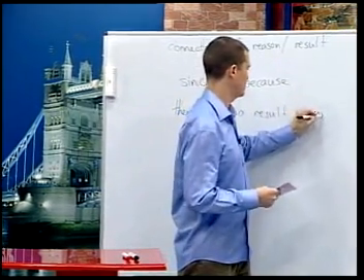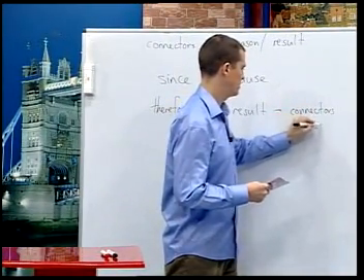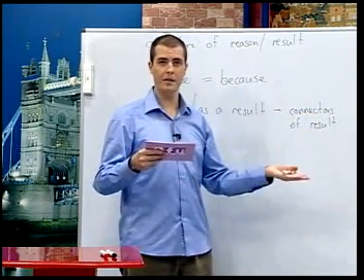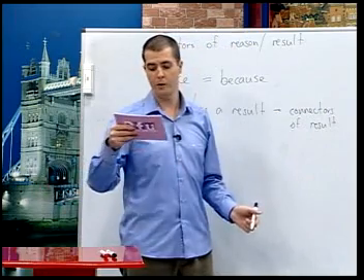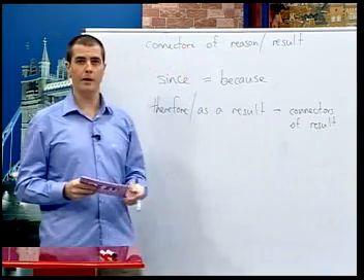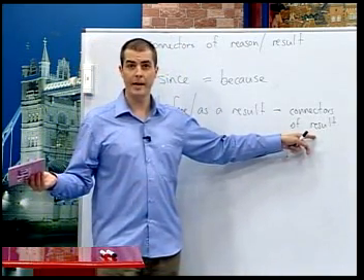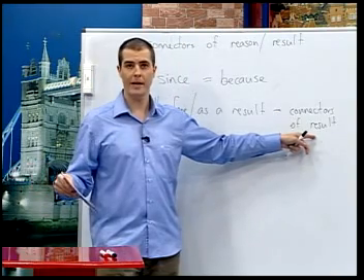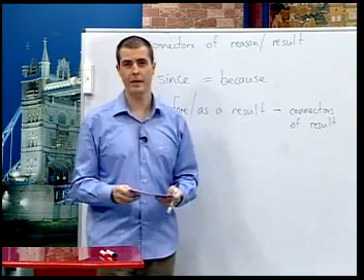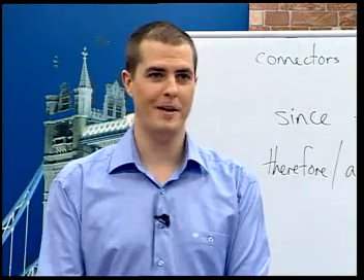Connectors of result. Result means that if one thing happens, another thing will happen after that. They normally begin a sentence and are followed by a comma. So for example, if it rains, you'll get wet. That's a result. Rain and then wet. Wet is the result of rain. Let's practice. Rosa, do you think you would be a good plumber?